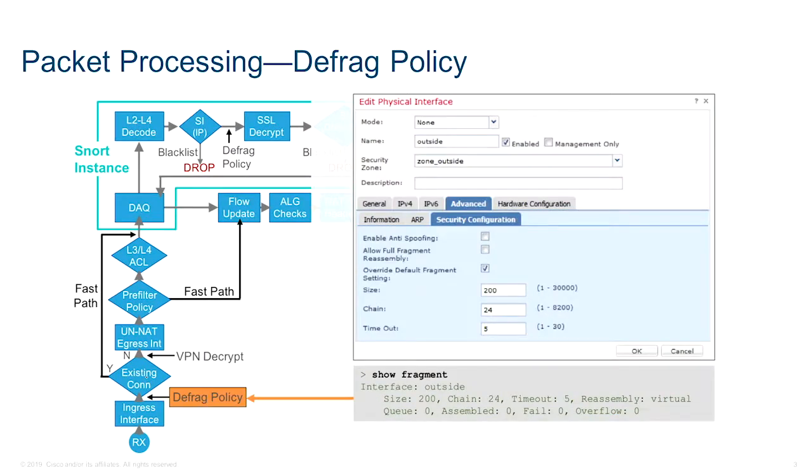From there, we're going to go into any kind of defragmentation policy. Now let me pause, because there are actually two fragmentation, defragmentation policies that you can configure. This one here is going to be on the appliance. So for example, the Firepower appliance level itself. So a physical interface policy.